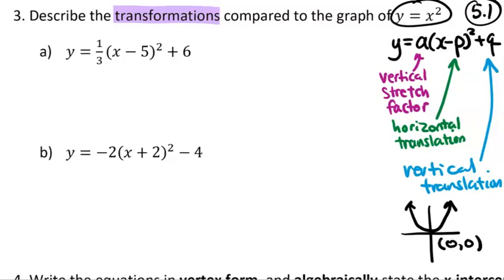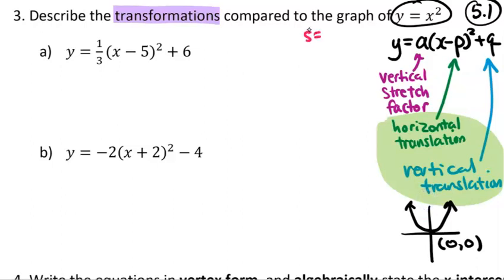So each one of these a, p, and q factors changes those things. The vertex is completely unaffected by the vertical stretch factor. Okay, in the future, we will look at horizontal stretch factors as well, but right now you don't have to worry about that. Your graph is only stretching vertically, and the vertex stays at p and q.